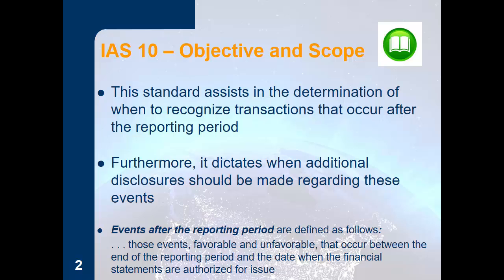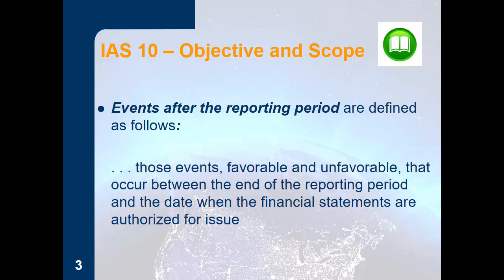And so here's the definition of what this event is. Those events, both favorable and unfavorable, that occur between the end of the reporting period, like December 31st year end, and when the financial statements are authorized for use. This concept of authorized for use is something we'll talk about in just a minute. It's not something we have in the US. It's something that's unique to IFRS. So we'll talk about what that means in just a minute. That's the same definition we just talked about, so let's go on.